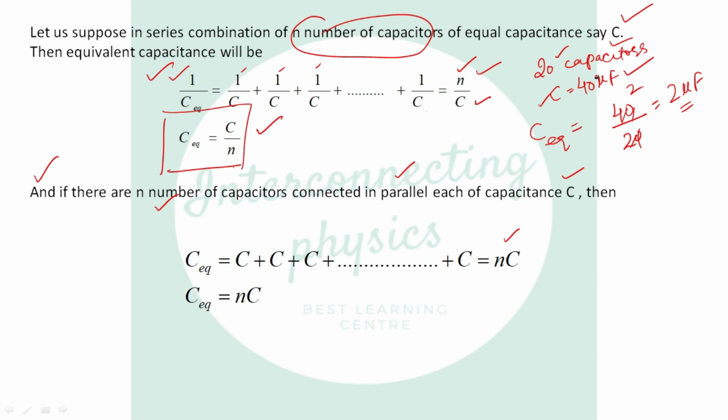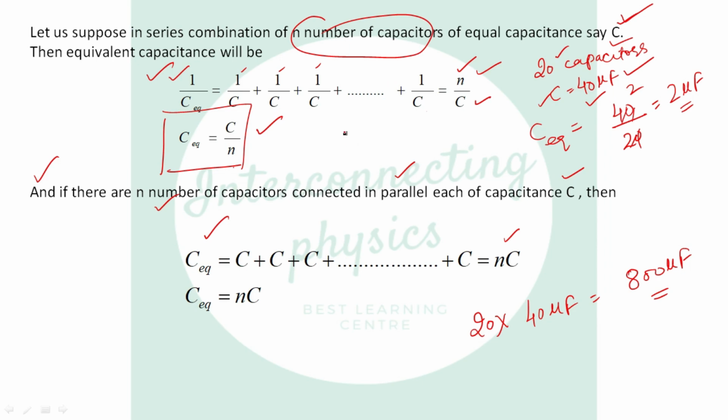And if we have 20 capacitors, each having capacitance 40 microfarad, and they are connected in parallel, then what will be the equivalent capacitance? It will be n times C. What is n? It is 20, multiplied by the C, that is 40 microfarad, which is equal to 800 microfarad. So this is the way you can calculate the capacitance of capacitors having the same value of capacitance.